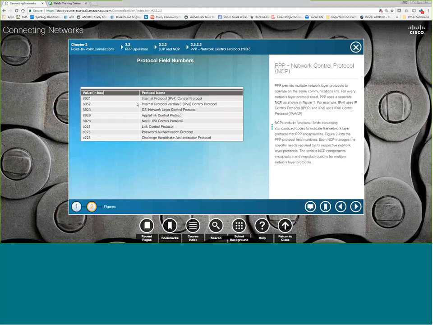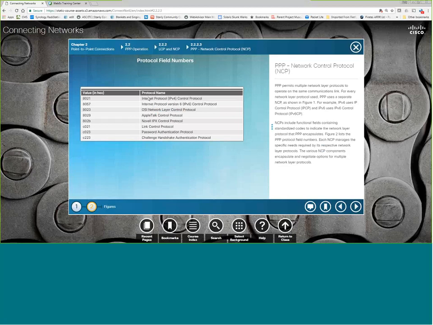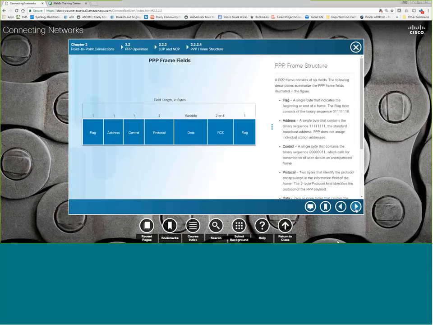And here are the different protocol numbers. You don't need to remember these. These will be in the actual field, the NCP header, to tell it where to pass it up to. So 21 is IPv4 and 57 is IPv6, or 80-21, 80-57.